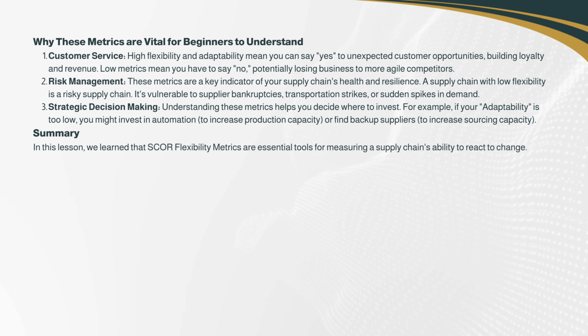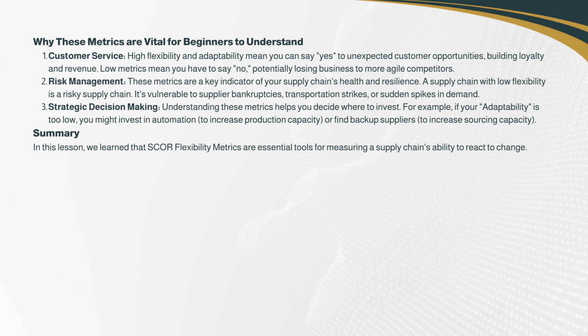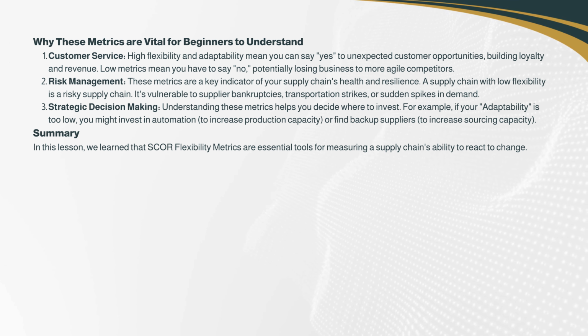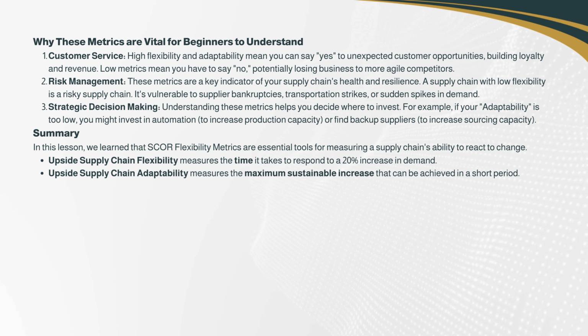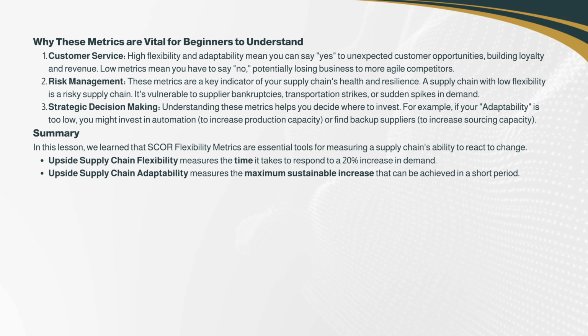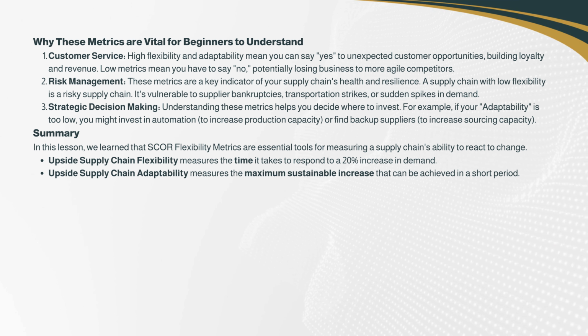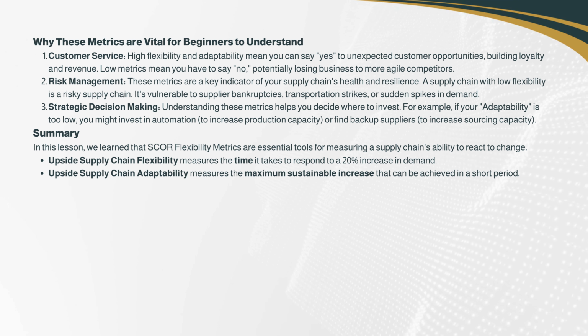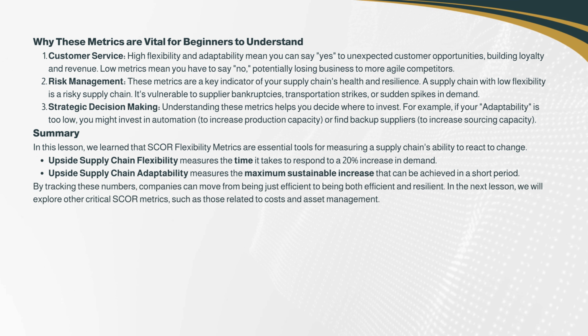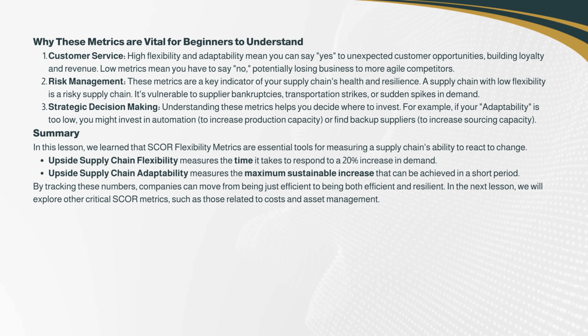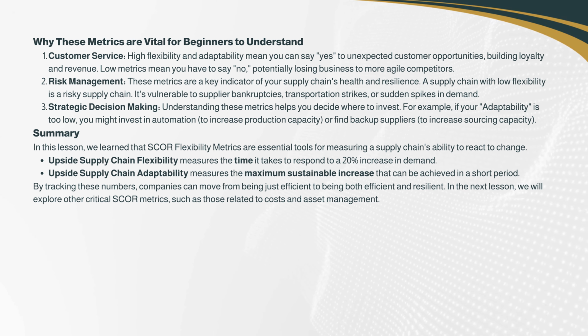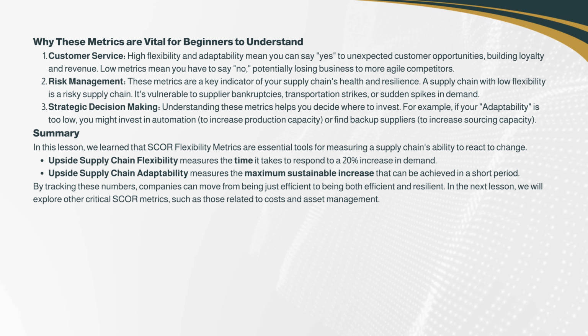Summary. In this lesson, we learned that SCOR flexibility metrics are essential tools for measuring a supply chain's ability to react to change. Upside supply chain flexibility measures the time it takes to respond to a 20% increase in demand. Upside supply chain adaptability measures the maximum sustainable increase that can be achieved in a short period. By tracking these numbers, companies can move from being just efficient to being both efficient and resilient. In the next lesson, we will explore other critical SCOR metrics, such as those related to costs and asset management.